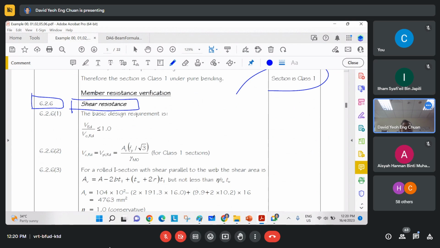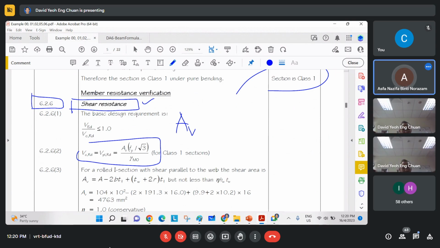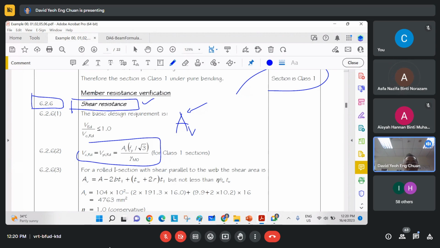Alright. So, okay, shear resistance. That's the formula. First thing to do, we need to calculate what is your AV. What is AV? We ask Nazifa. Yes, doctor. Okay, what is AV? AV is area. What area? Shear area, okay.